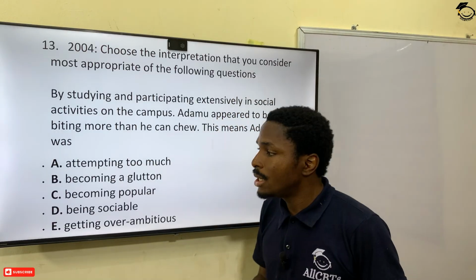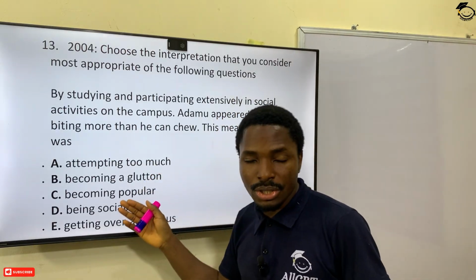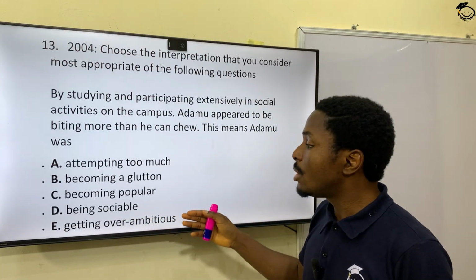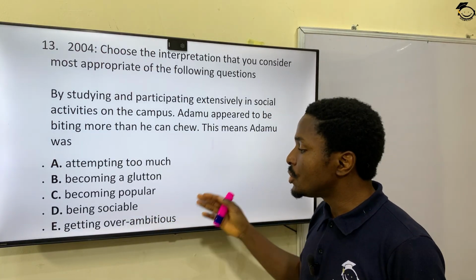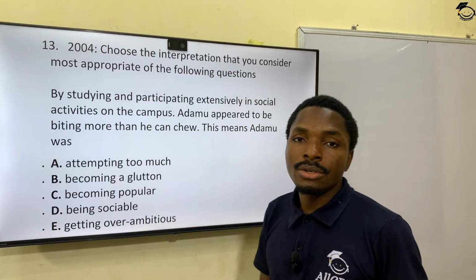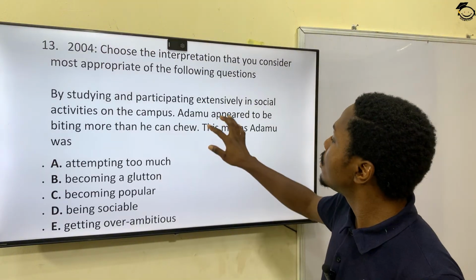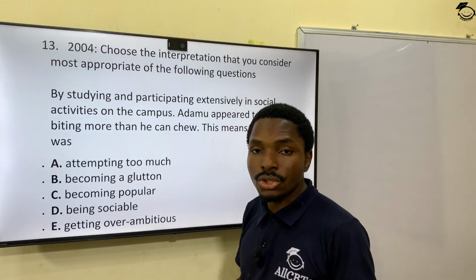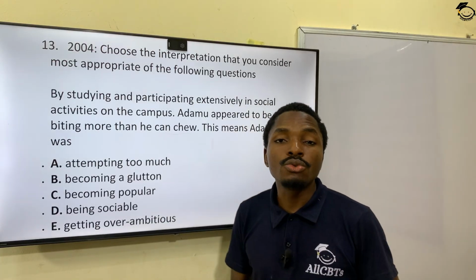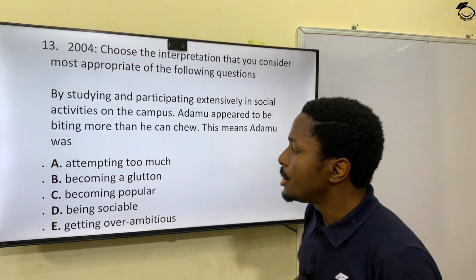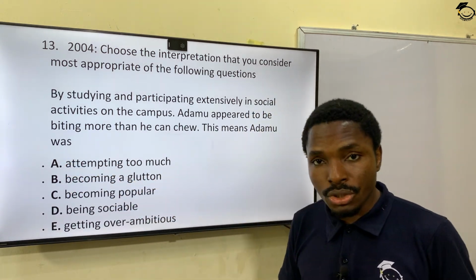What does it mean? A. Attempting too much. B. Becoming a glutton. C. Becoming popular. D. Being sociable. E. Getting over ambitious. So, which of these would replace biting more than you can chew? To bite more than you can chew is to take more than you can handle, all at a time. So that would be attempting too much.